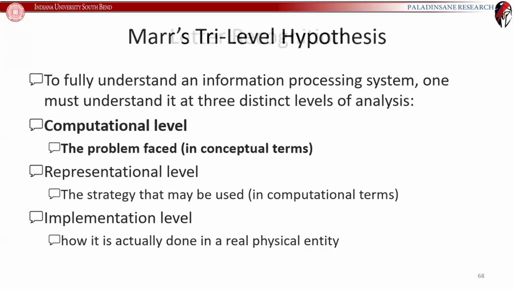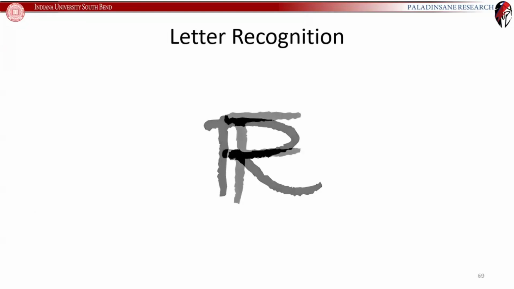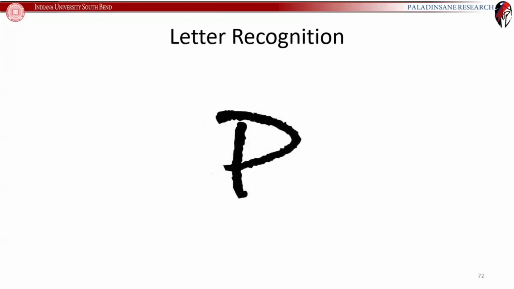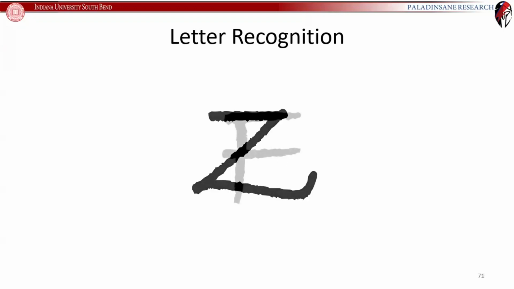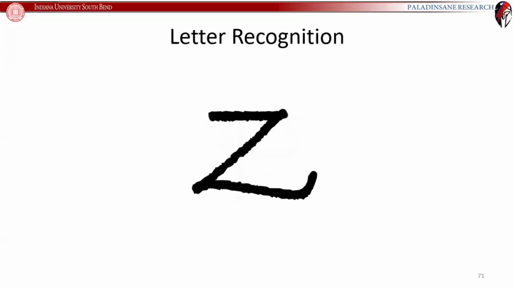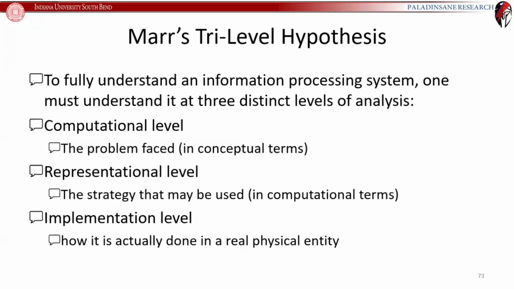So once again, we'll do this exercise. Call out the letter as soon as you recognize it. Here we go. All right, so computational level wise, we now know that in this new font we can recognize the letters R, F, Z, and P. So we have the computational level, at least for those four letters, figured out.